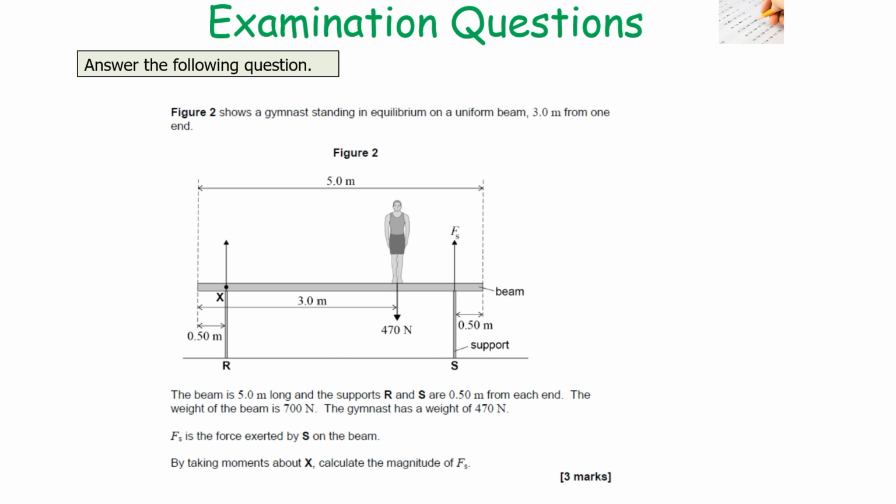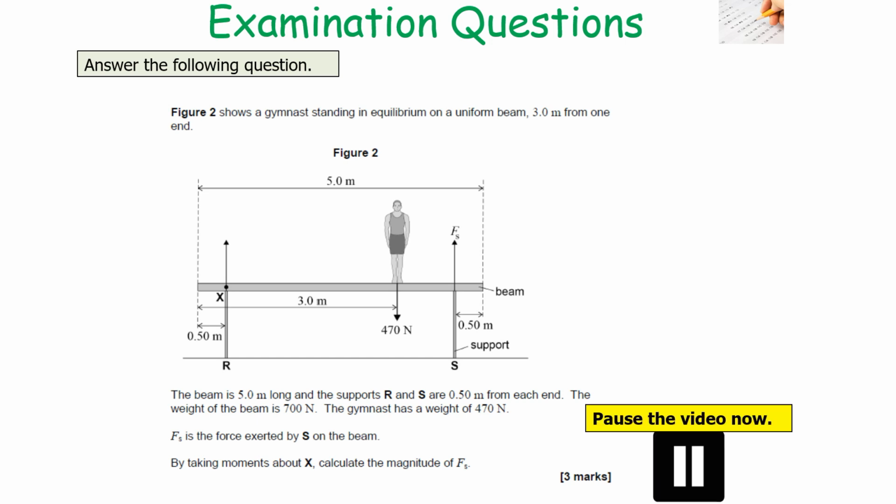Figure 2 shows a gymnast standing in equilibrium on a uniform beam, 3 meters from one end. The beam is 5 meters long and supports R and S are 0.50 meters from each end. The weight of the beam is 700 newtons and the gymnast has a weight of 470 newtons. Fs is the force exerted by S on the beam. By taking moments about X, calculate the magnitude of Fs. Pause the video now, and then we'll look at how you calculate your answer.